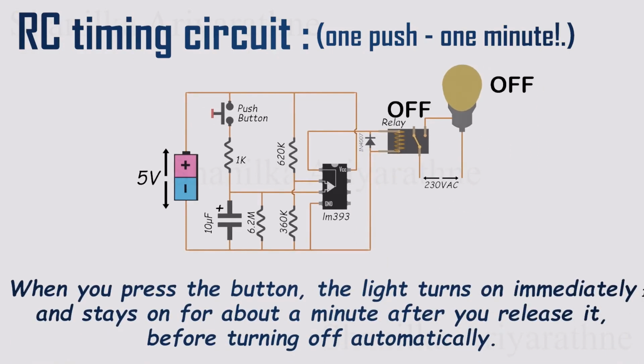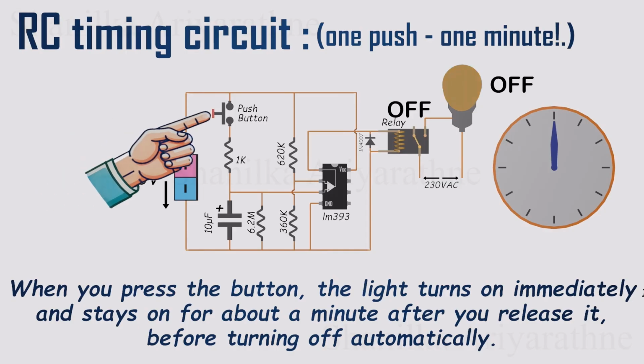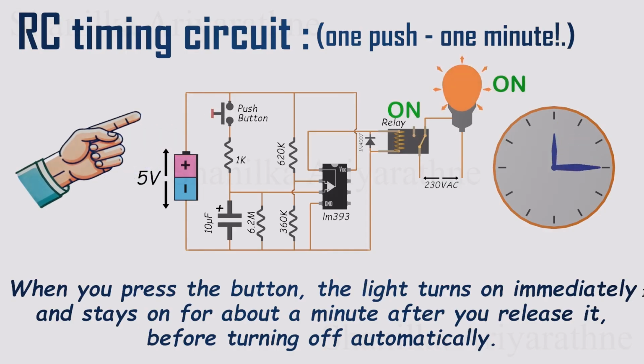Here's how it works. When you press the button, the light bulb turns on immediately. But when you release the button, it doesn't turn off right away. Instead, it stays on for about 1 more minute, and then it turns off automatically. You can even adjust the circuit to keep the load turned on for a longer or shorter time, depending on what you need. So now let's see how this circuit actually works.